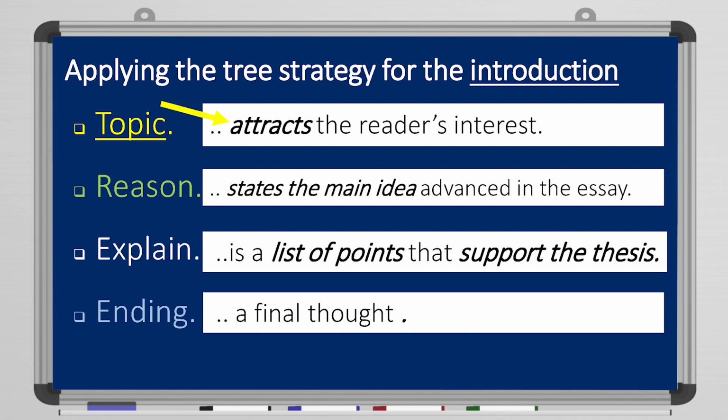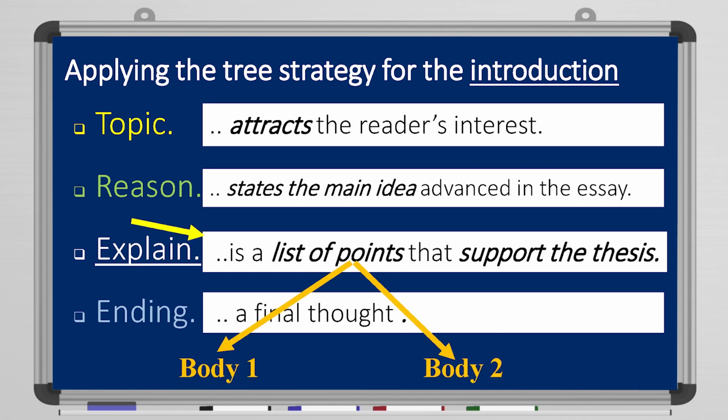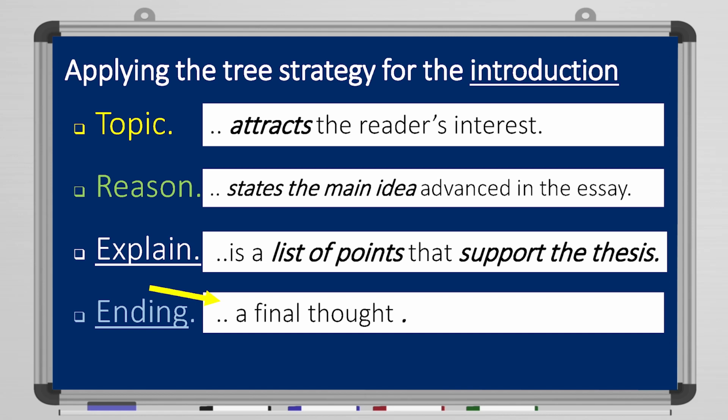In the topic, we present our first sentence and we try to attract the reader's interest by just presenting the topic and how it's exciting for us. We provide a reason by stating the main idea advanced in the essay, the main idea you're going to be talking about. And then you move on to what? To explain by listing a set of points that support the thesis. These set of points are going to be the topic sentences for our body 1 and body 2. We always end our paragraph with a final thought about the topic.